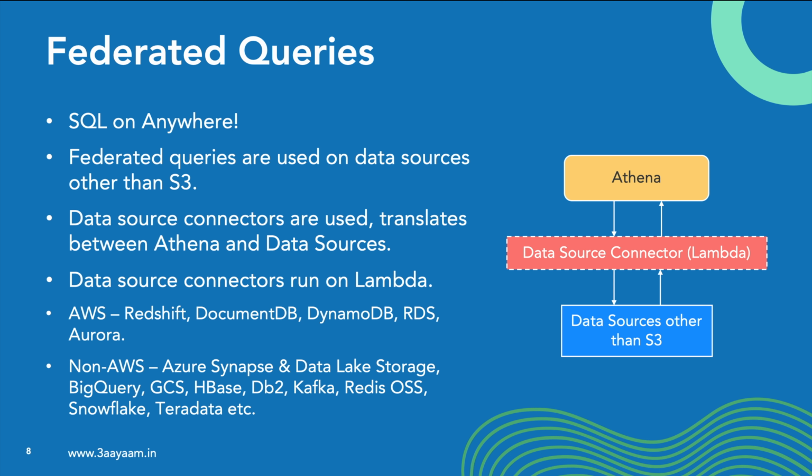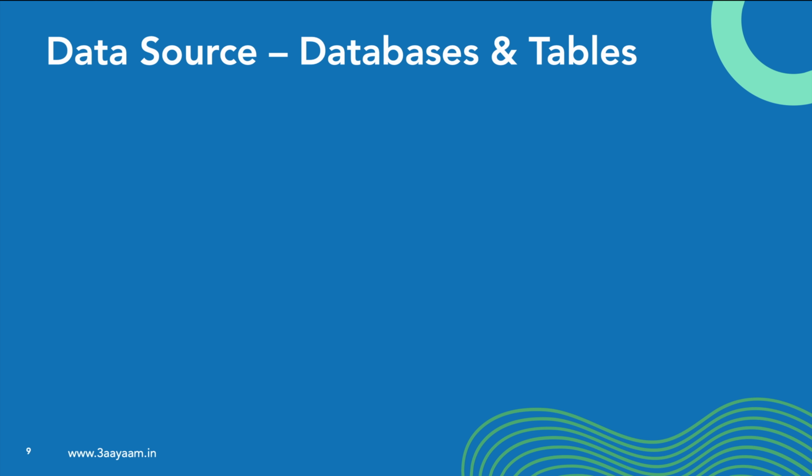There's Azure Synapse, Azure Data Lake Storage. On GCP, we have BigQuery. It supports Google Cloud Storage also, which is similar to S3, but on Google Cloud. Then it supports HBase also, which is a wide column store NoSQL database. Then it supports IBM DB2, then Kafka, Redis open source software, Snowflake, Teradata, etc. So these are the other non-S3 data sources that can be queried using Athena, giving you the SQL anywhere feature.